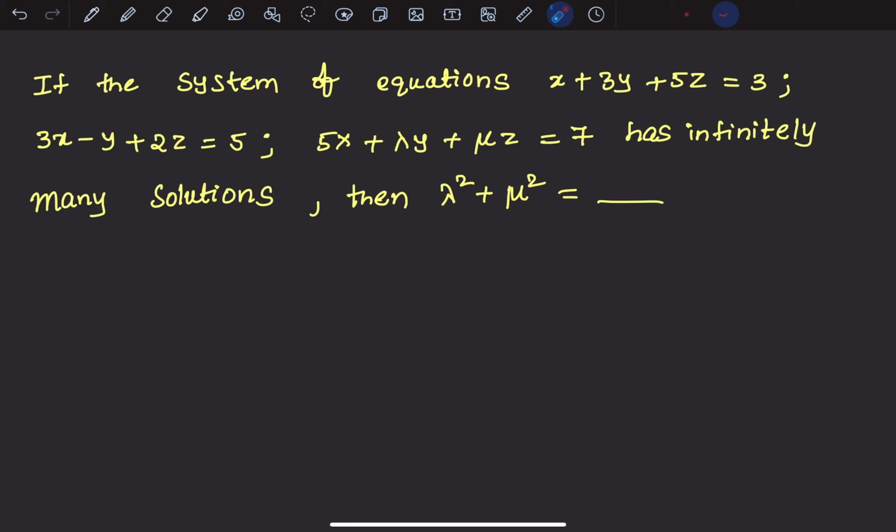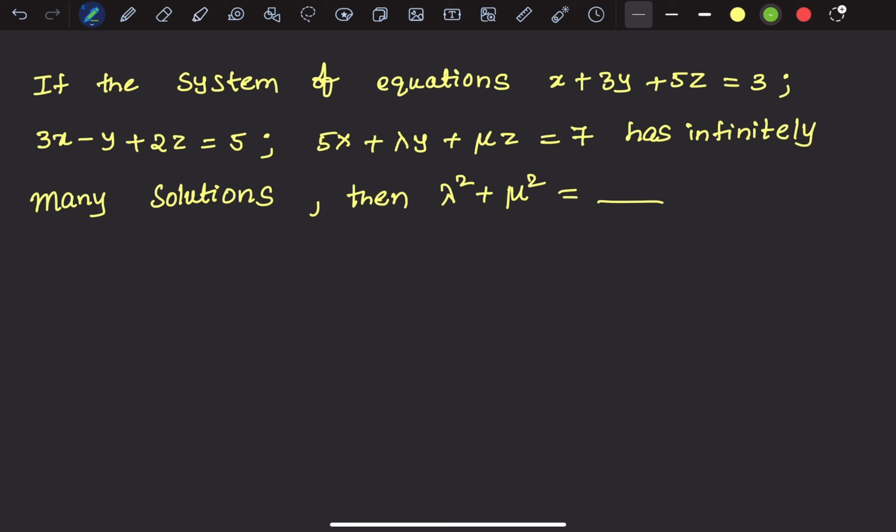So the quantities that are asked, let's say in this question it is asked to find lambda square plus mu square, this might be lambda plus mu or something like that. So some such things might be different in this video. Let us go ahead and solve.